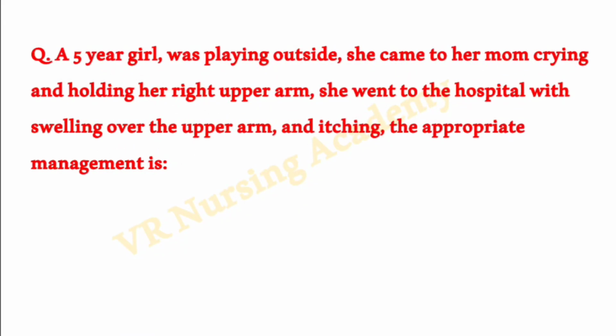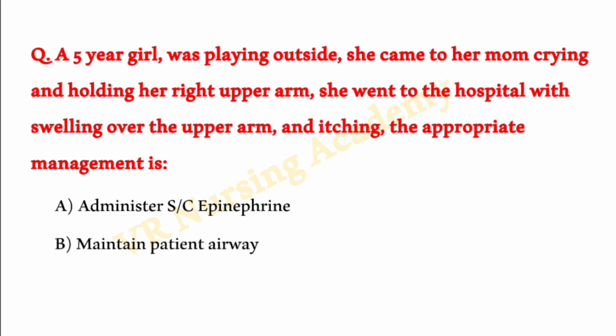Next question. A 5-year-old girl was playing outside. She came to her mom crying and holding her right upper arm. She went to the hospital with swelling over the upper arm and itching. The appropriate management is? Option A. Administer subcutaneous epinephrine. B. Maintain patient airway. C. Prepare for intubation. Which correct answer is? Option A. Administer subcutaneous epinephrine.